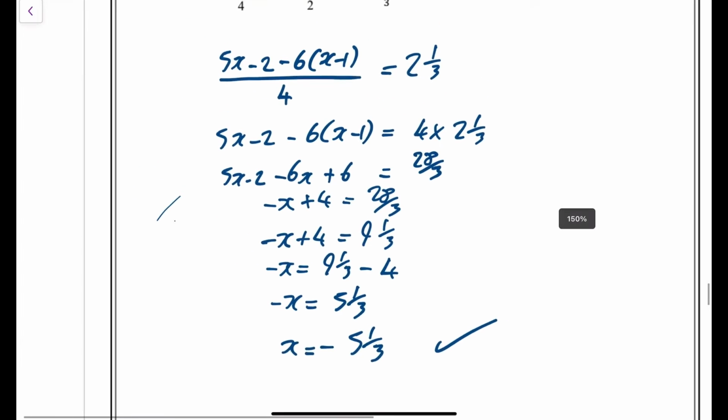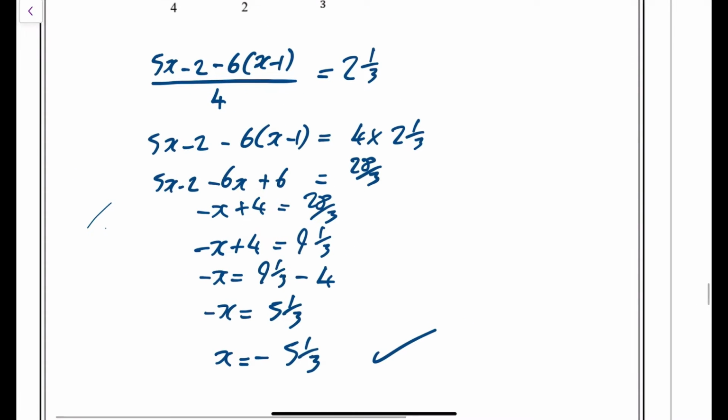And that is it. So there you can see the whole solution here. Taking a common denominator of 4. Next line I've multiplied across by my 4. Then I've multiplied out my brackets on the left hand side. Tidied up on the left hand side. This line all I've done is change my 28 over 3 to 9 and 1/3. Then brought my 4 across so it becomes minus 4. And then tidied up again, and then my last line I had minus x is equal to 5 and 1/3, so my last line x is equal to minus 5 and 1/3.